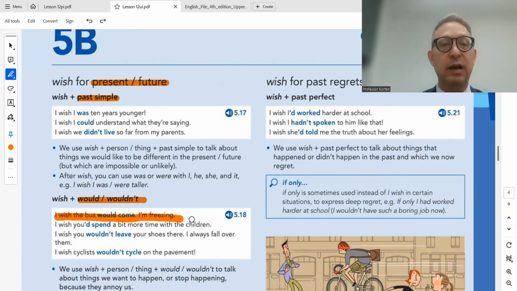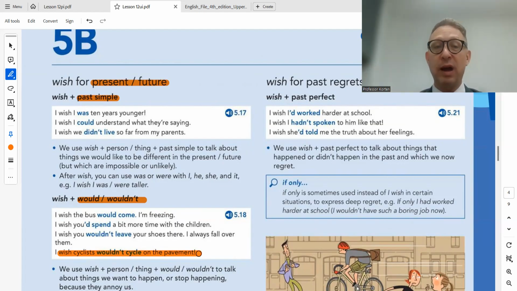I wish the bus would come. I'm freezing. For me, I wish the plane would take off on time. Or I wish the taxi would arrive on time. I wish cyclists wouldn't cycle on the pavement. I wish drivers would drive the speed limit. Or to use wouldn't, I wish drivers wouldn't speed. I wish drivers of cars wouldn't speed. So go ahead and use these examples and convert them into your own.